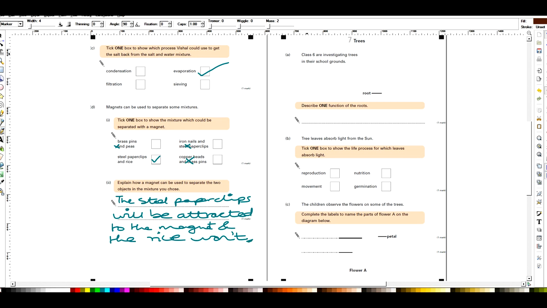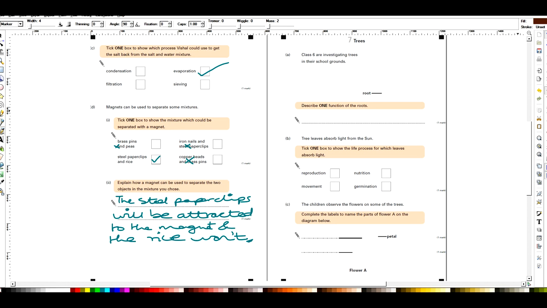Okay, done? Right, we've got one page left and then we're finished. Then we have a break. Question number 7, trees. Class 6 are investigating trees in their school grounds. Describe one function of the roots.